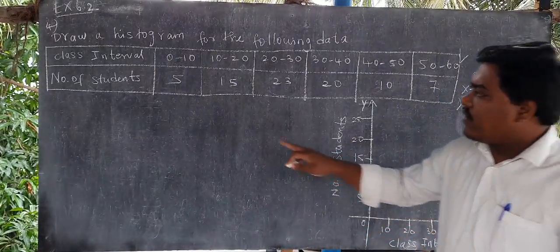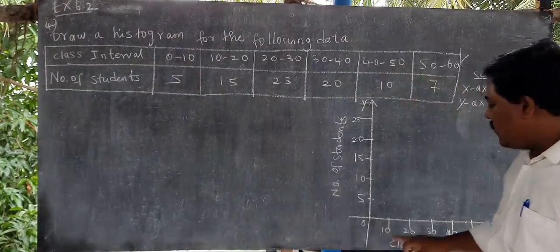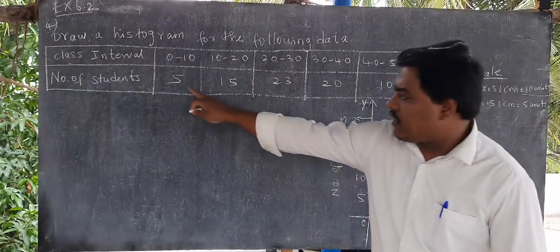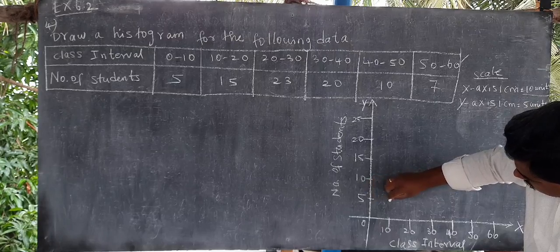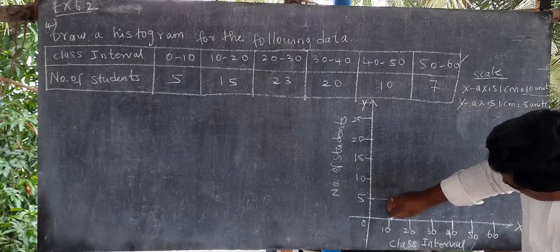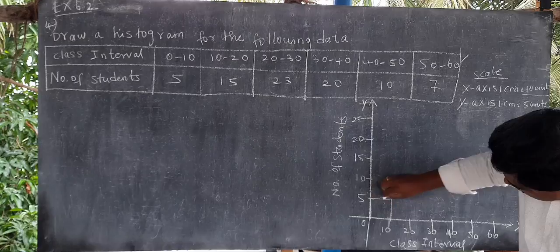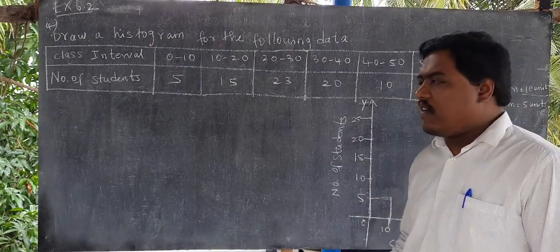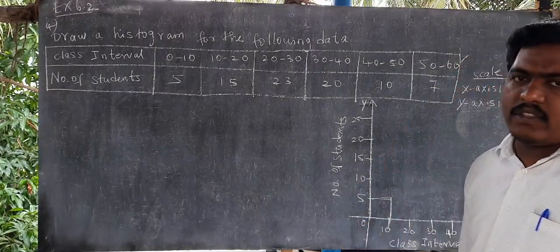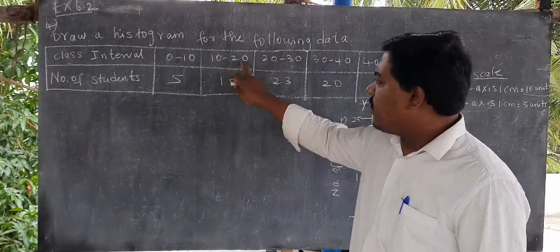So how do we have to draw 0 to 10 interval in x axis? How many students are there? 5. So in y axis 5 one will complete. Very simple. Take graph sheet and then draw the bar graph. That's all. And then 10 to 20 in class interval.